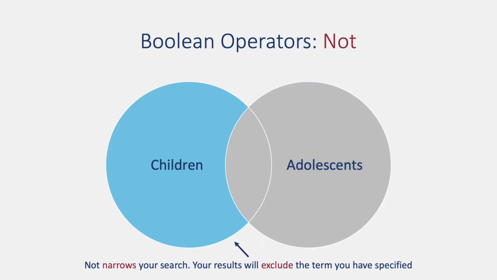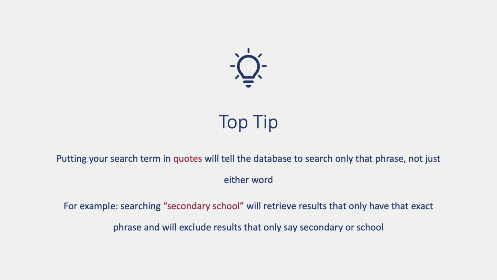The last operator, NOT, is especially helpful. This tells the database to exclude any results with a particular word or phrase. So for instance, if you wanted results about children but not teenagers, you could tell the database to search children NOT adolescents. Here's another tip.